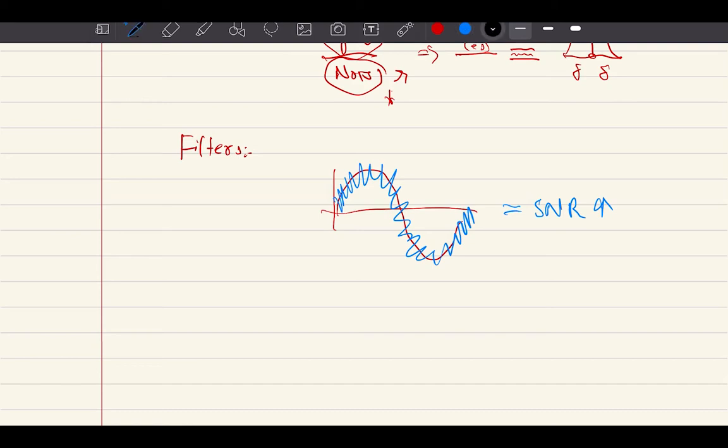Now, how to remove the black from the red? How to remove the blue from the red? The blue is your noise, and how can we squeeze out this red signal, which is our desired signal? To squeeze out the original signal from that, you need filters, and filtering is not so easy.